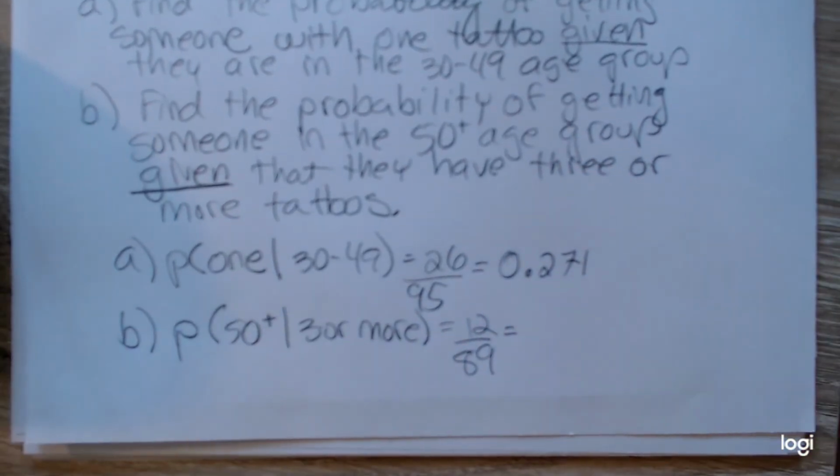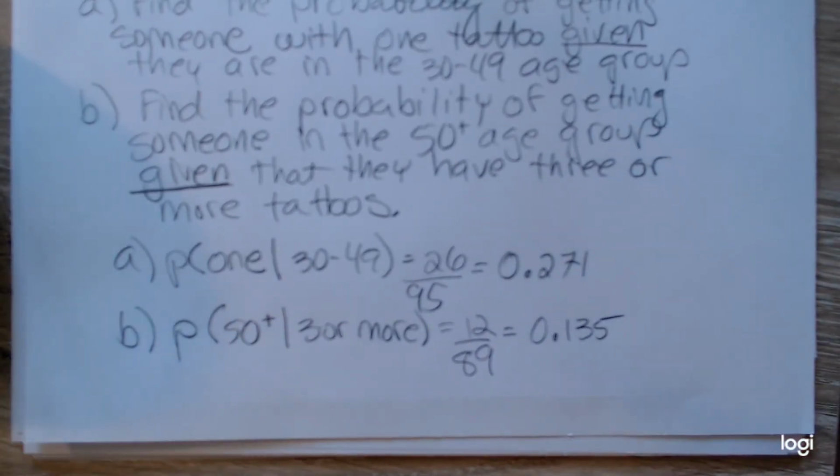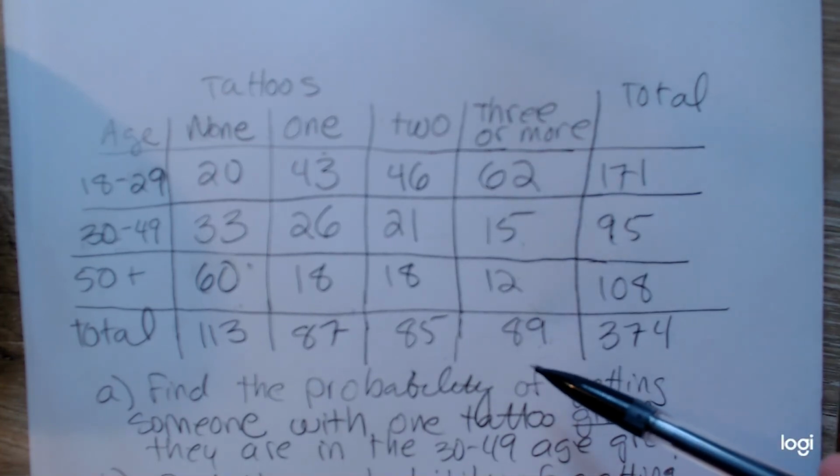And converting that to a decimal, you have about 0.135, or about a 13.5% chance of getting someone who's 50 or more given that they have 3 or more tattoos. Again, it's really easy to find conditional probabilities when you're looking at a contingency table because you just need to look at the row or the column that you're restricted to for the denominator.